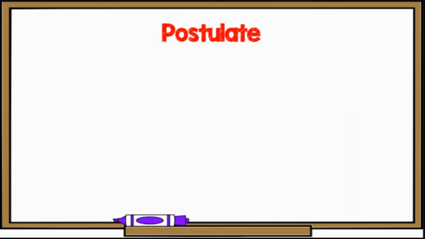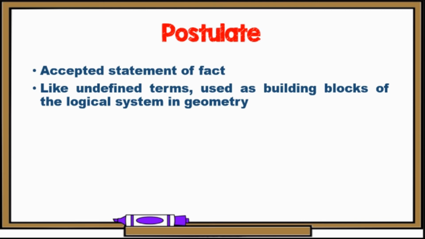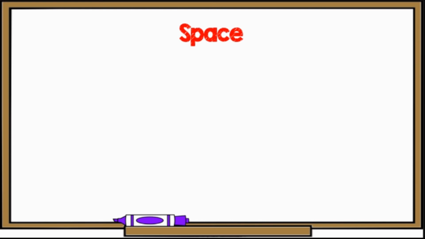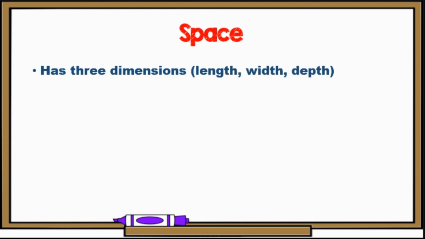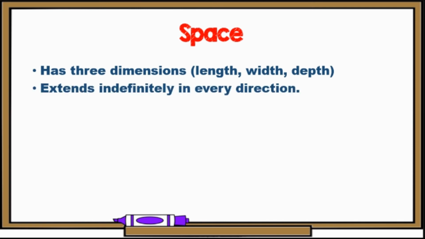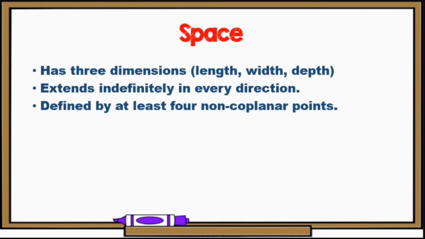Now let's discuss postulate. A postulate is an accepted statement or fact. Like undefined terms, it is used as building blocks of the logical system in geometry, and it is also known as axioms. Now let's discuss space. A space has 3 dimensions. These are length, width, and depth. It extends indefinitely in every direction. And it is defined by at least 4 non-coplanar points.